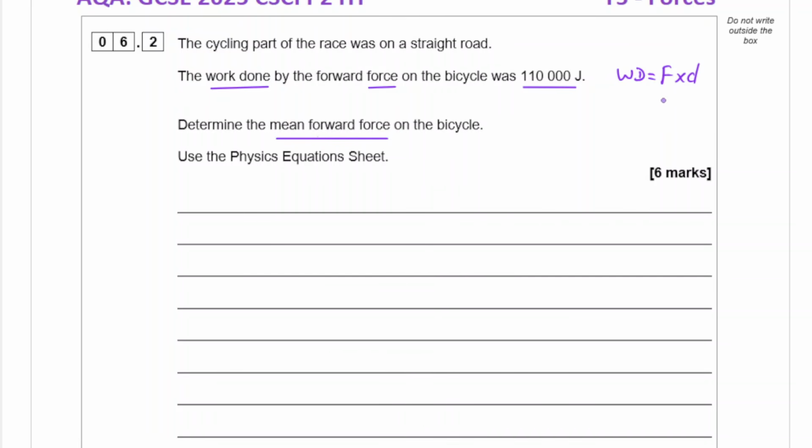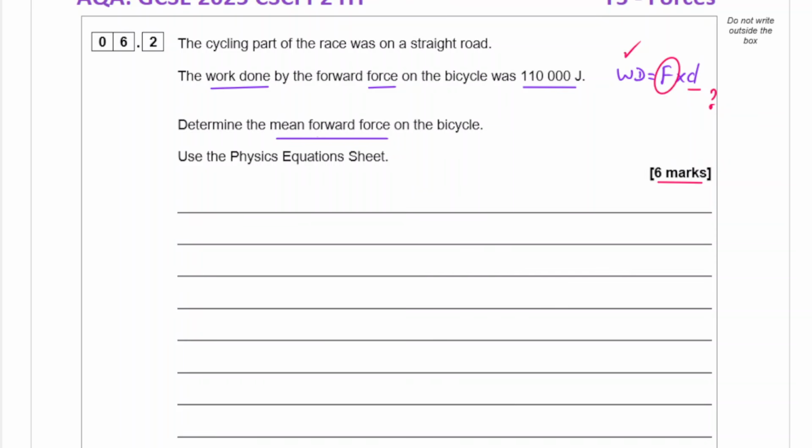Now, if I want to calculate the mean forward force, I would need to work out the distance moved. That's why it's a 6-mark question. It's actually asking you to use 2 equations, right? So in order to work out the distance, the work done is already given, which is 110,000 joules. I need to know the distance. How do you work out the distance?